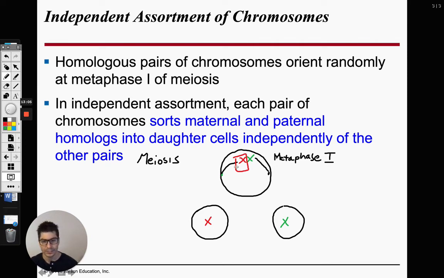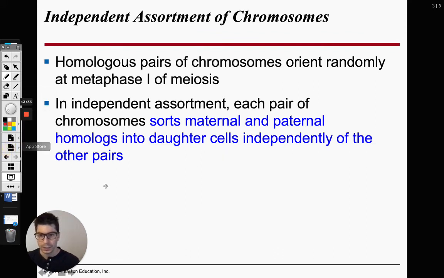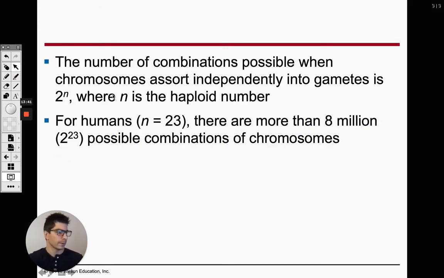What's going to happen here is these traits are going to assort into the different cells independently of one another. Reds are going to go to one, greens are going to go to the other. Now, it doesn't matter which ones we put in where, as long as we have one in each. That's independent assortment. Okay. So that's pretty much all you guys need to know for independent assortment.